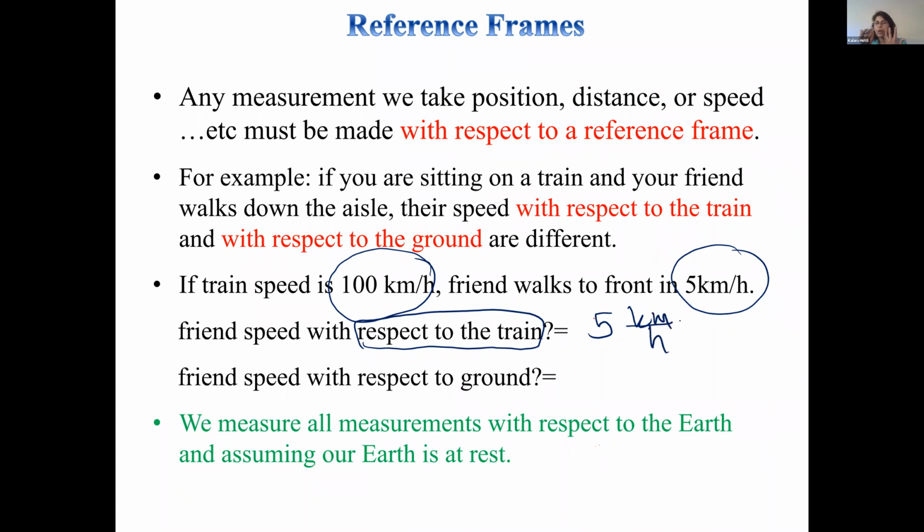right? So now if you measure the speed of the train by keeping Earth at rest, but your train is moving, with respect to that, train is moving 100 kilometers per hour, friend is moving 5 kilometers per hour, same direction. Then you need to add these two vectors. That will give you 105 kilometers per hour. You see, these two numbers are totally different numbers because you have different frames. So I want you to understand that we are always measuring physical quantities with respect to some kind of frames. Okay.